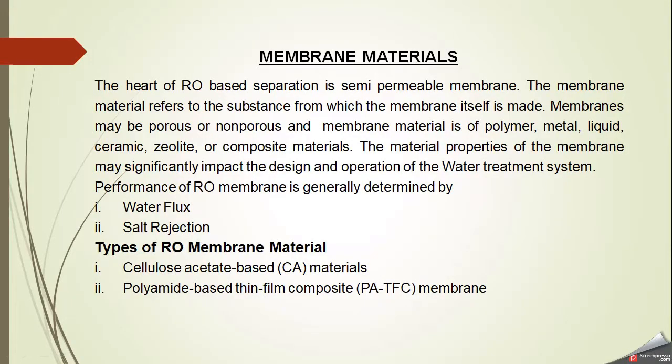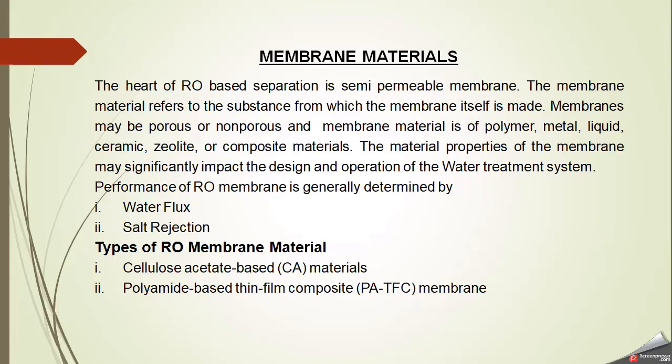In a reverse osmosis system, the heart of the RO-based separation is the semi-permeable membrane, and the membrane material refers to the substance from which the membrane itself is made. Membranes may be porous or non-porous, and there are different types of materials used in the preparation of membranes. Membrane material may be polymer, metal, liquid, zeolites or composite materials.